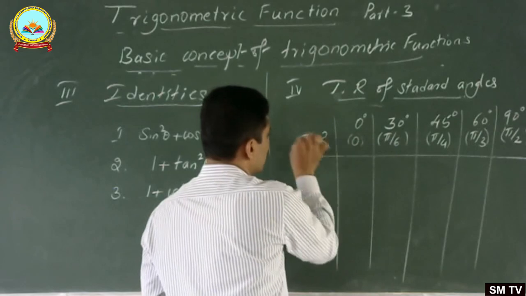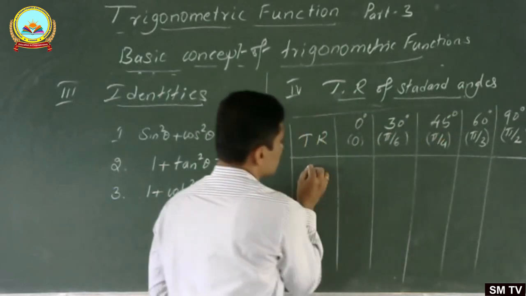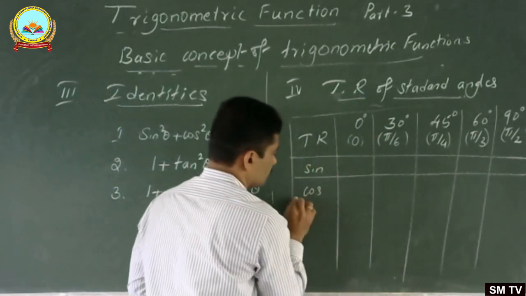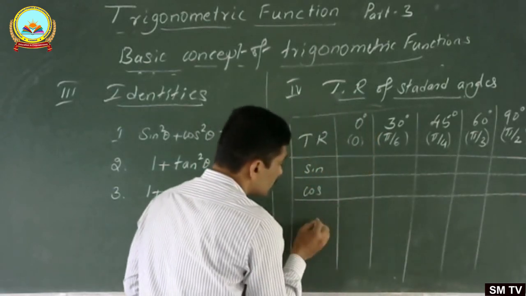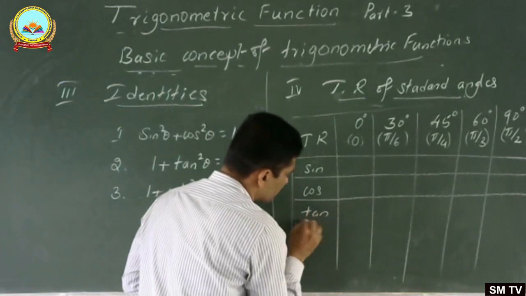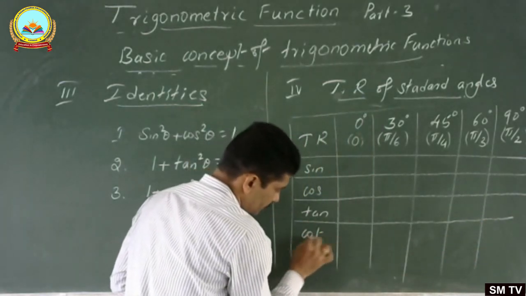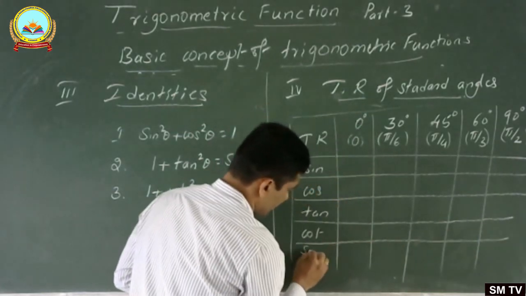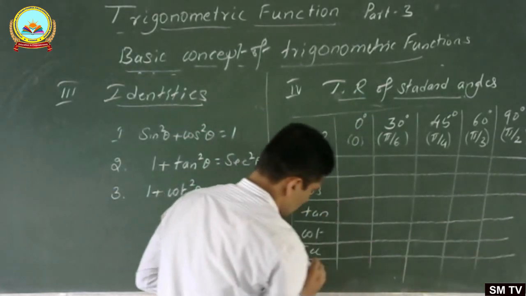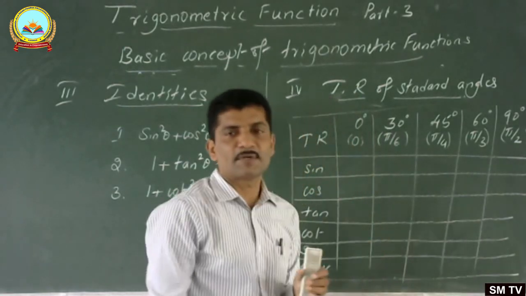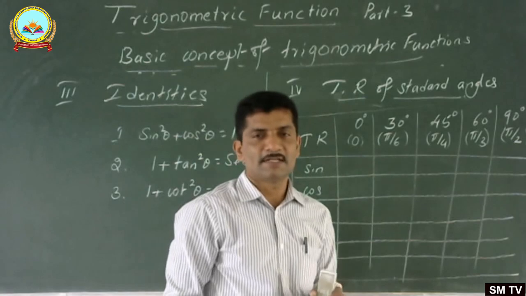These are the trigonometric ratios. The first one is sine. Next, cos. Next trigonometric ratio is tan. Next one is cot, secant, cosecant. Trigonometric ratios of standard angles.